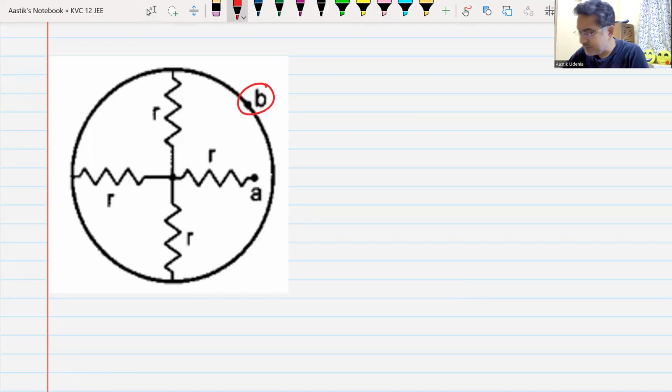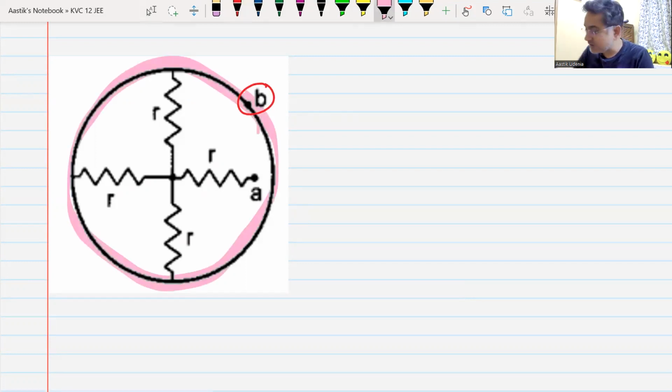See, this is point B. And this red thing, this pink thing is nothing but the same wire. So all these points are actually B. So you can write this point also as B. This point is also B. And this point is also B. Now let me call this point as C.